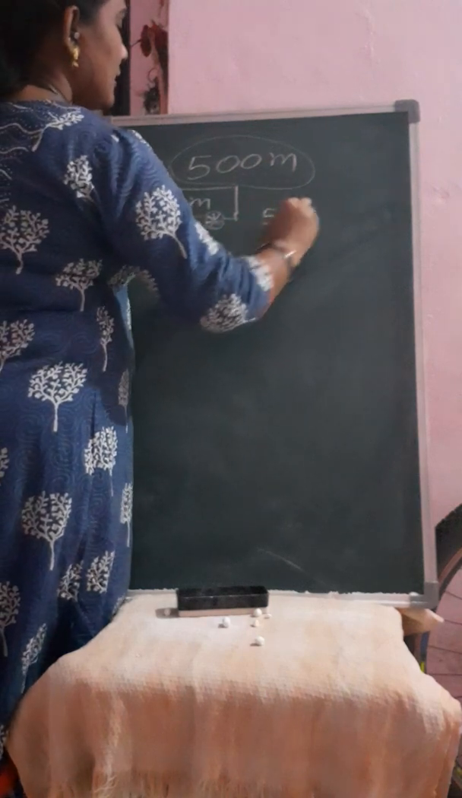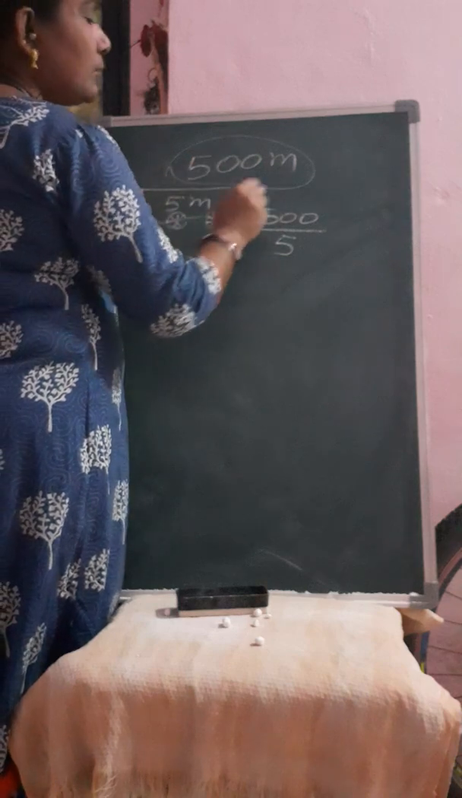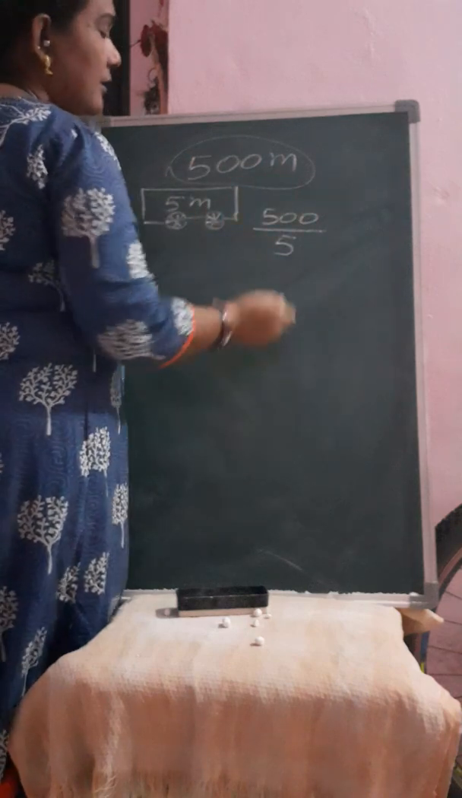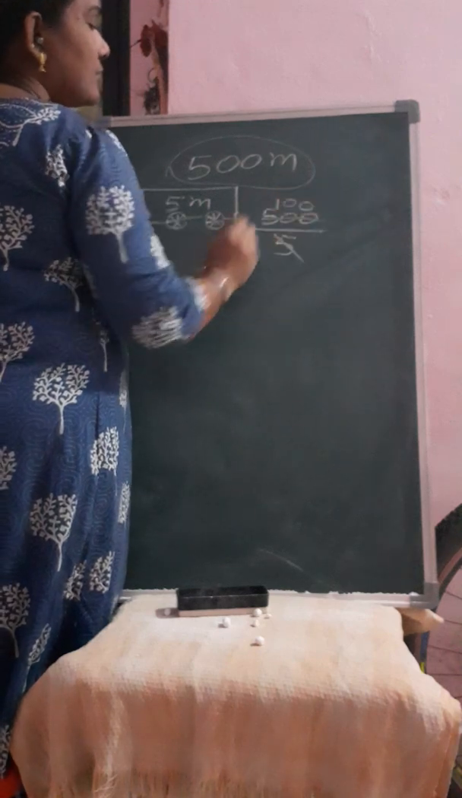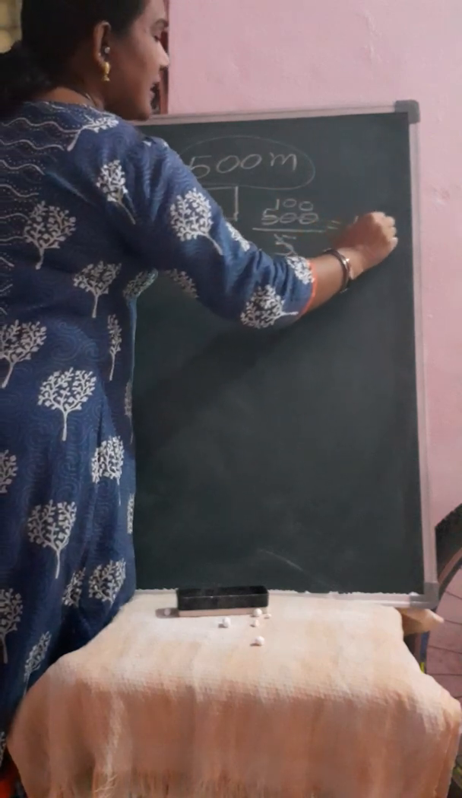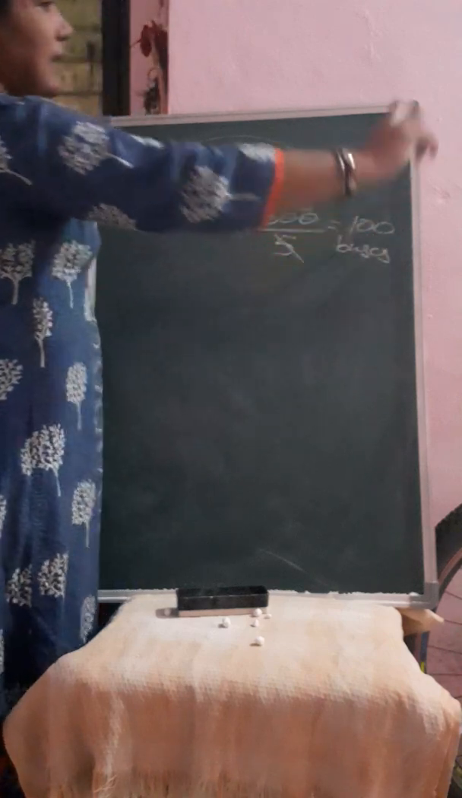500 divided by 5. If we divide these two numbers, we will come to know how many buses can stand on that bridge. So 5 ones are 5, 5 zeros are 0, 5 zeros are 0. So how many buses can stand on that bridge? 100 buses can stand on the bridge in a line.